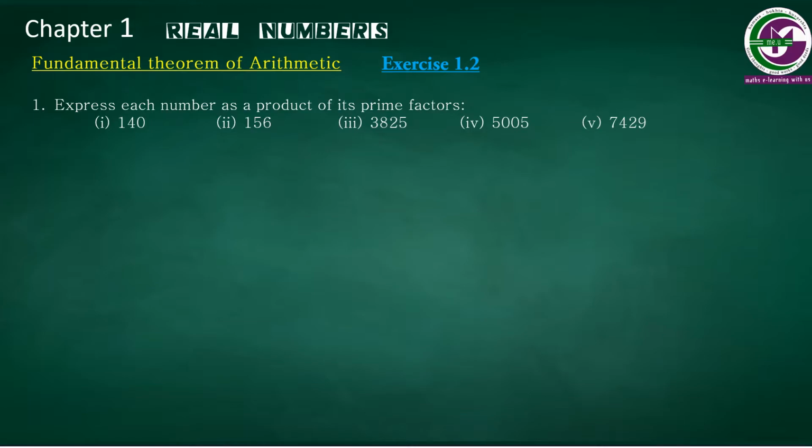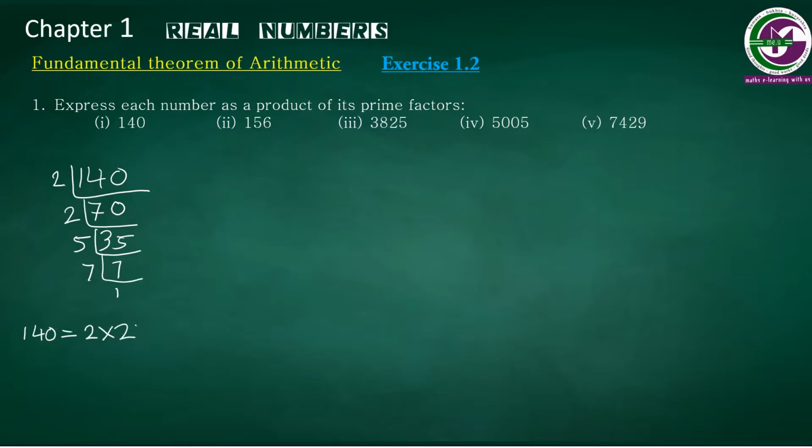First question is 140, prime factors of 140. So we'll write 140. Since the last digit is 0, it is an even number. 2 is a factor, so 7 in 14 there is 7 times, and 0. Again you can write 2, so it is 35. Since the last number is 5, 5 is a factor, so it is 7, and 7 is a prime number, so we'll stop when we get 1. So 140 can be written as 2 times 2 times 5 times 7.